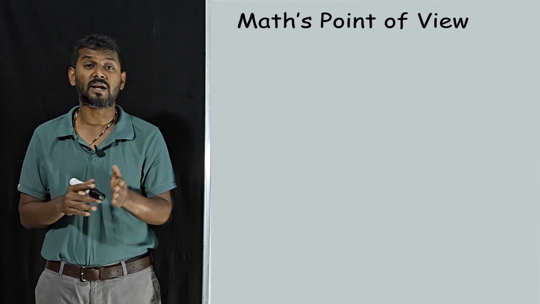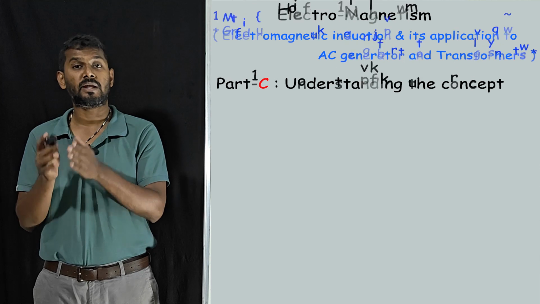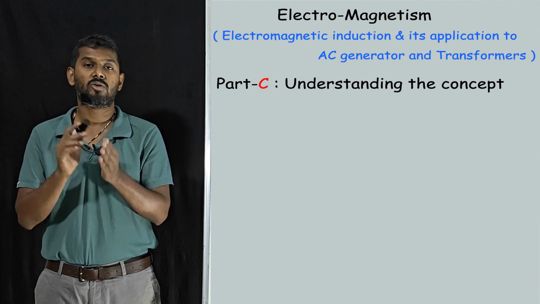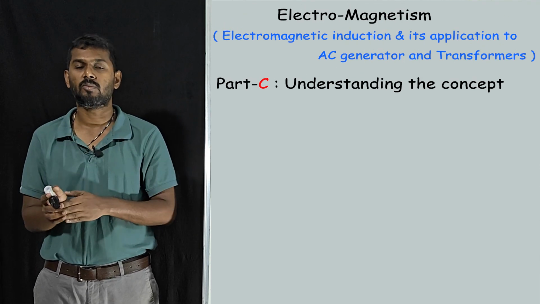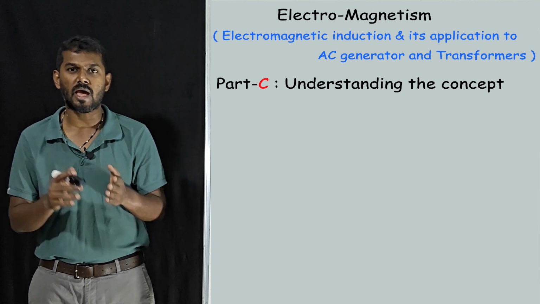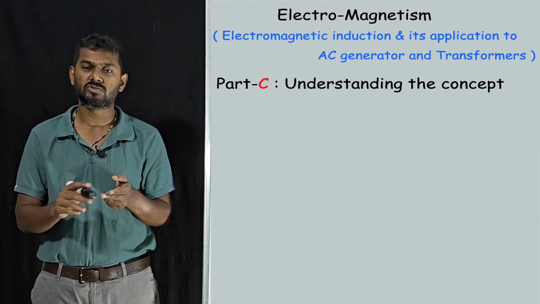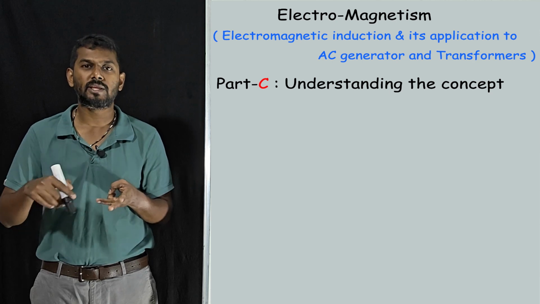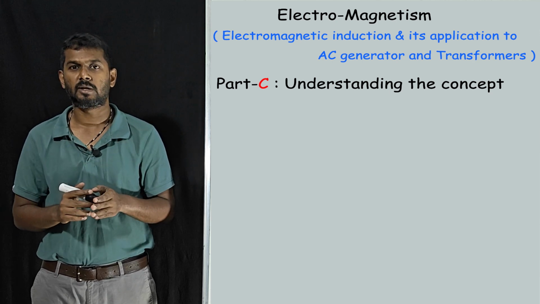Today we are going to understand the concept of electromagnetic induction and its application to AC generator and transformer. This is part C of electromagnetism. So this chapter has concept as well as theory solution as well as numericals. All these videos are available in the description box.